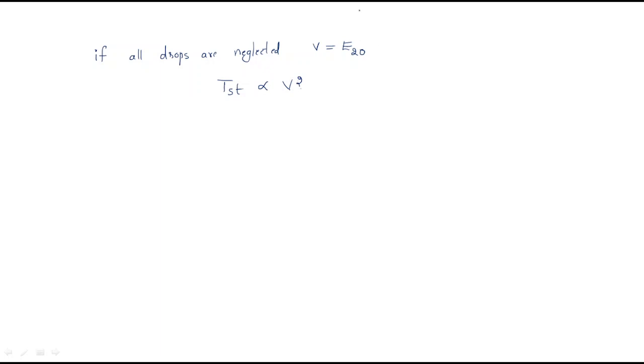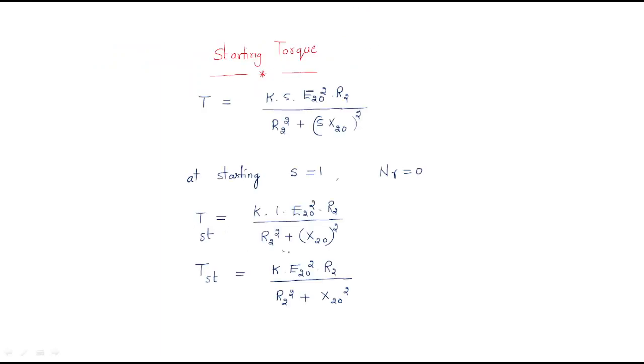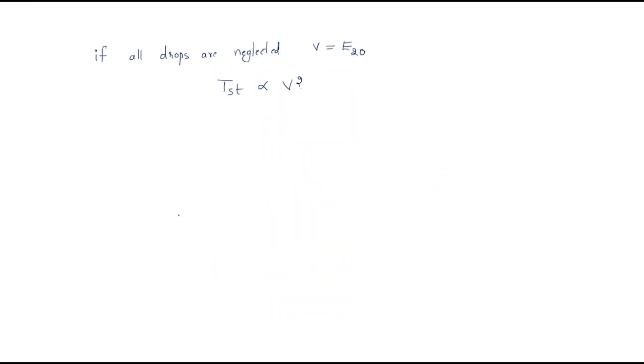Why? It is in the formula itself, it is E2 naught square. Yes. So here V is the phase voltage. Don't confuse here. V is the phase voltage. Right, and this is the first observation.